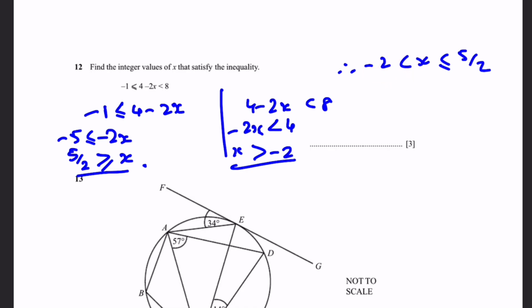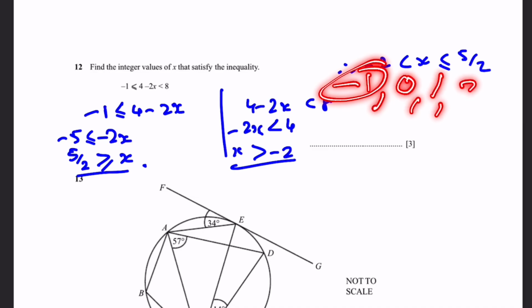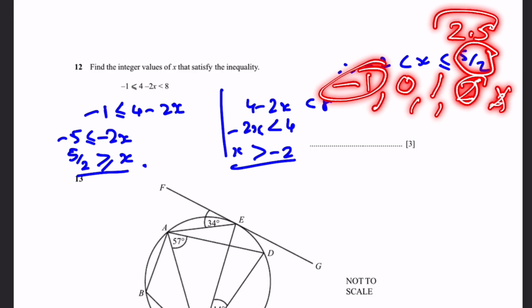The next integer is minus 1. Then we have 0, 1, 2. But it stops at 2. Why? Because 5 by 2 is the upper bound, and that's 2.5 in decimal. So we cannot write a 3 because it's greater than the upper bound, 2.5. So it's only these 4 values here.